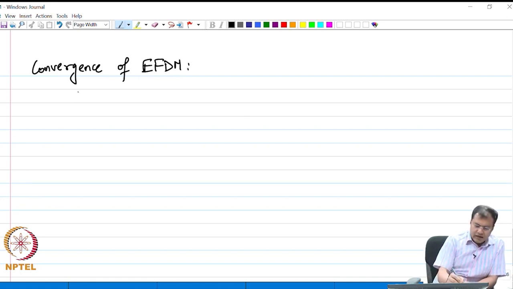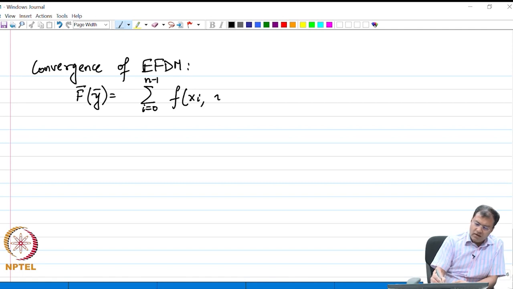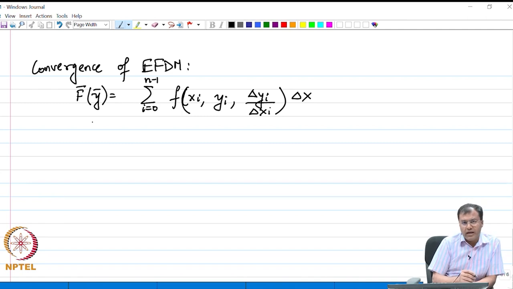So, let me just again state our function. Our vector function is as follows: the summation over i from 0 to n minus 1 of f of x_i, y_i, delta y_i by delta x_i, times delta x. Now, we want to differentiate. The Euler method differentiates this vector function with respect to y_i.